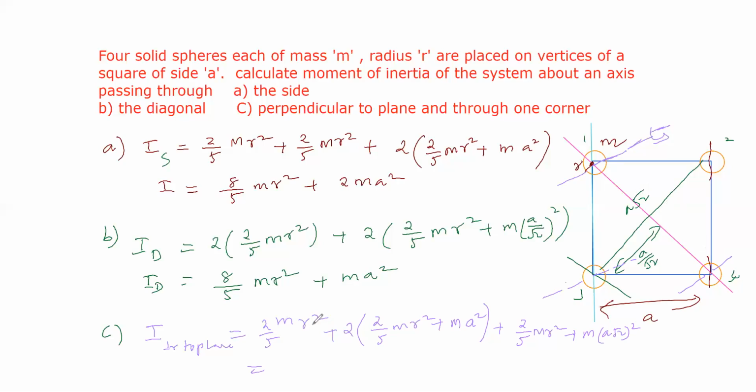Now altogether we get 2/5 mr², 4/5 mr², and 2/5 mr², so 8/5 mr². And here 2 ma² is there, and 2 ma², so altogether we get 4 ma². So this is the moment of inertia about an axis perpendicular to the plane and through one vertex. All moments of inertia have the unit kilogram meter squared. The unit of moment of inertia is kilogram meter squared.